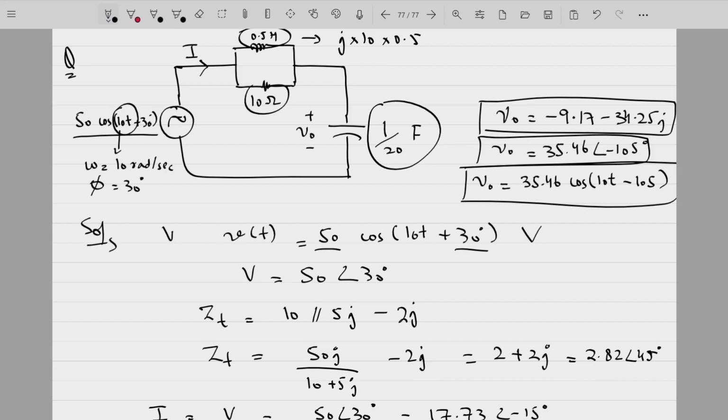अगर आपके पास साइंटिफिक कैलकुलेटर नहीं है तो आपको मैग्नीट्यूड पहले निकालना है. तो मैग्नीट्यूड इसका अंडर रूट ऑफ 9.17 स्क्वायर प्लस 34.25 स्क्वायर हो गया, तो आपका 35.46 मिलेगा वहां से. And your angle here is tan inverse of minus 34.25 divided by minus 9.17, तो वो आपका -105 मिल जाएगा.